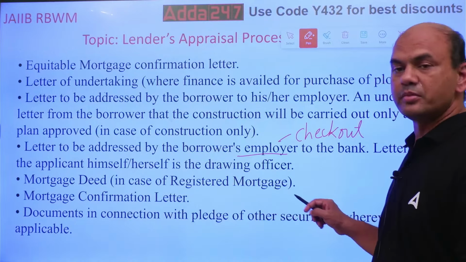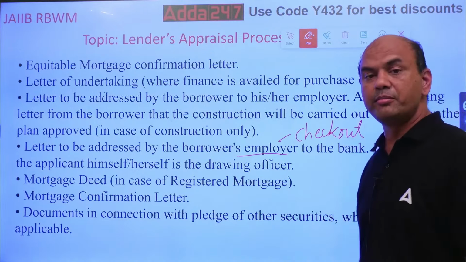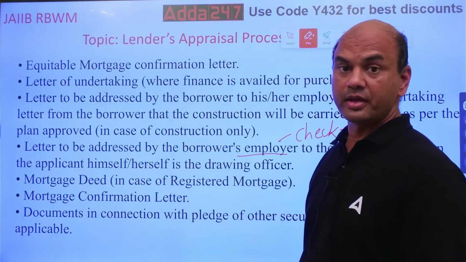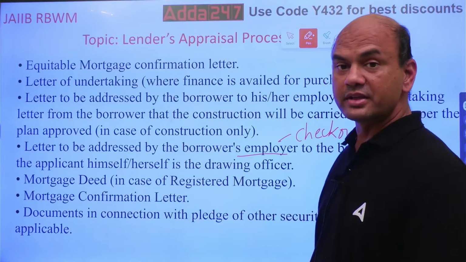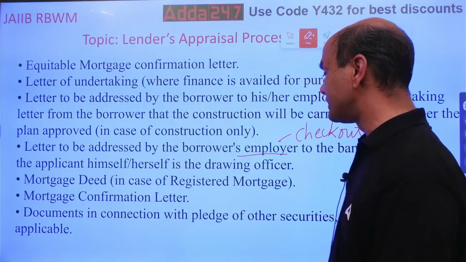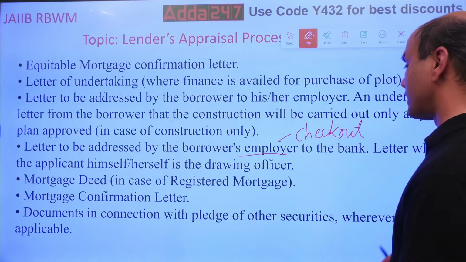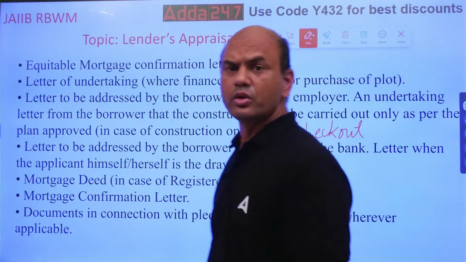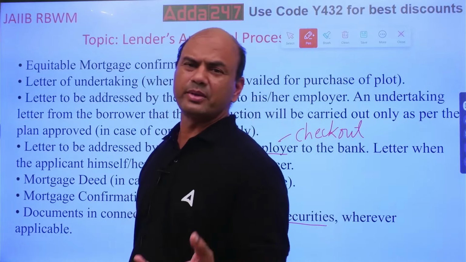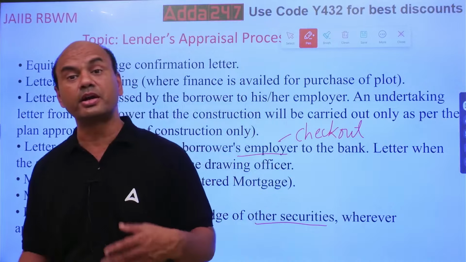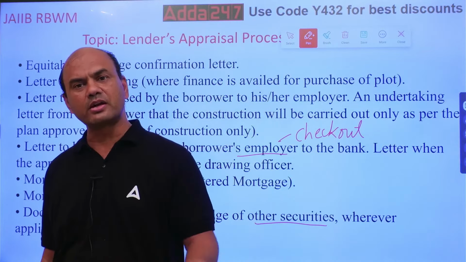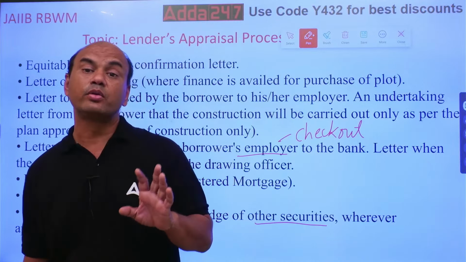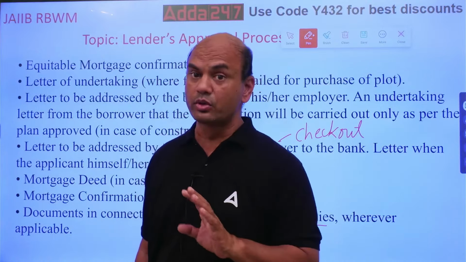Then mortgage deed, in case of registered mortgage, means the registered mortgage between the builder and the customer. Mortgage confirmation letter: confirmation that the mortgage has been done. Documents in connection with the pledge of other securities wherever applicable. Other securities means many times the home loan is huge and the property value may not be that much, but you have to accommodate that customer. In that case, we take some collateral also and give the loan. But that is a very serious condition, only if the customer has good relations with you. Otherwise, no.